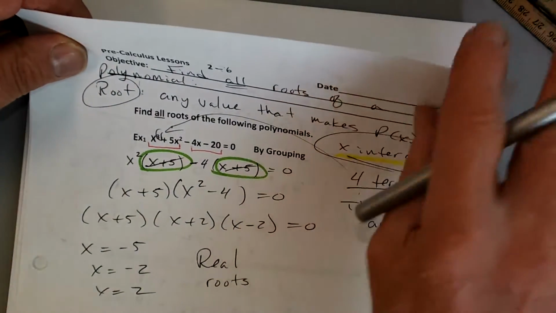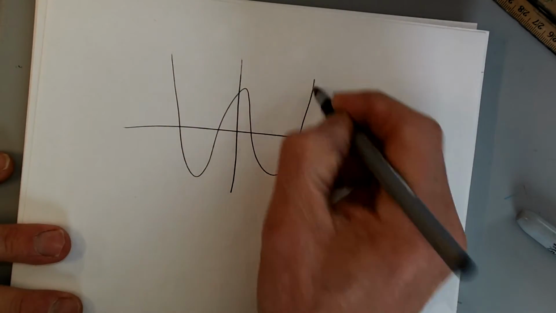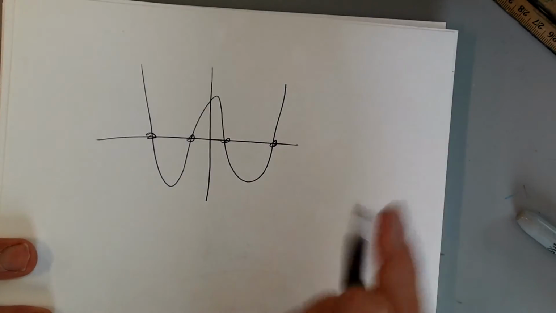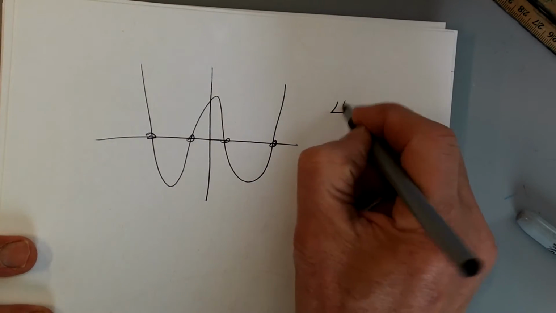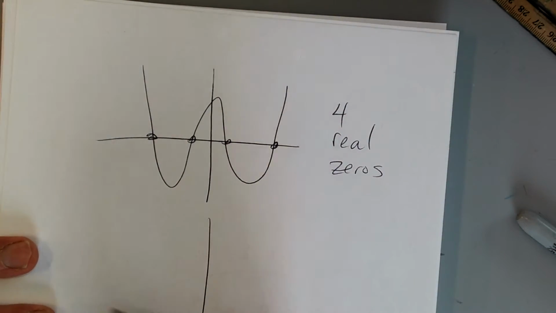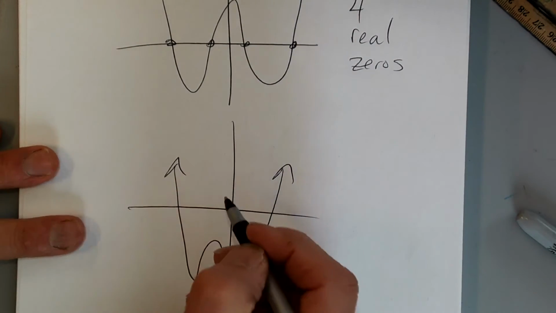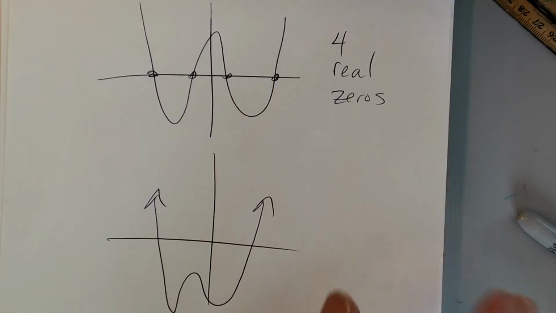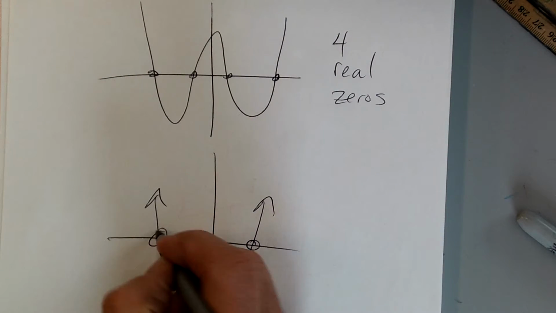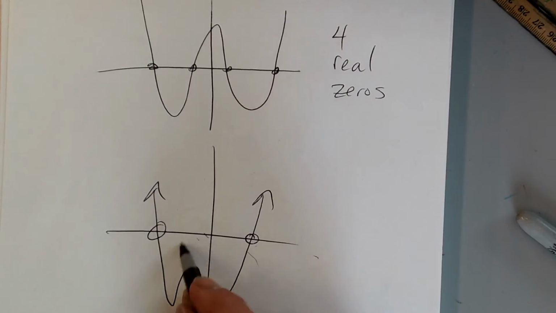I drew a picture. If I had something like this, I have 1, 2, 3, 4 zeros, right? So there's 4 real zeros. But if I had a picture that looks like this, another x to the fourth polynomial, it still is going to have 4 answers, but 2 of them are real, and the other 2 will turn out to be imaginary.